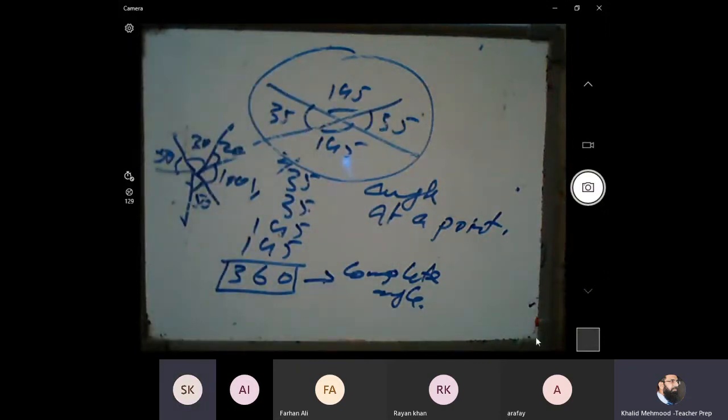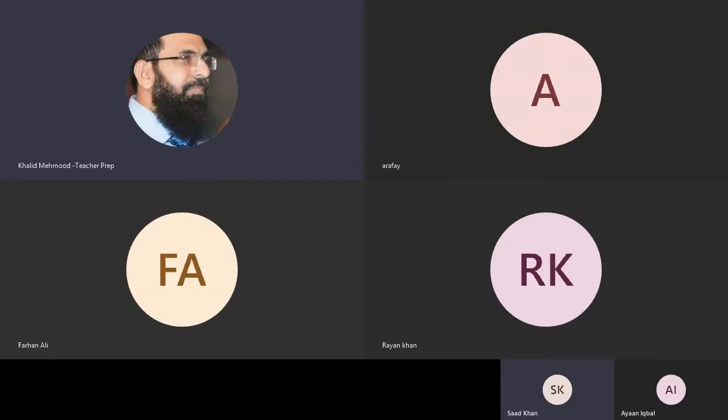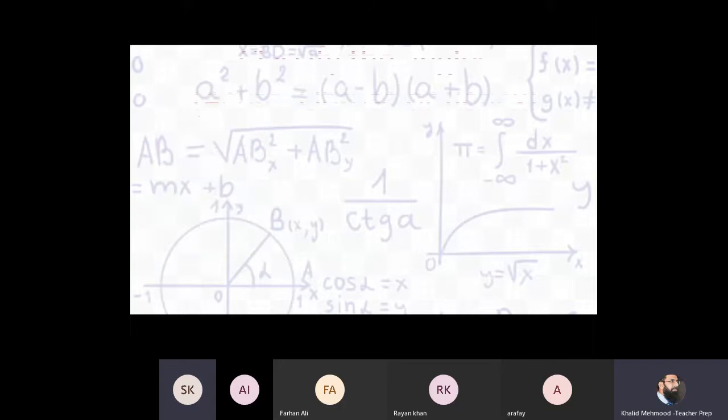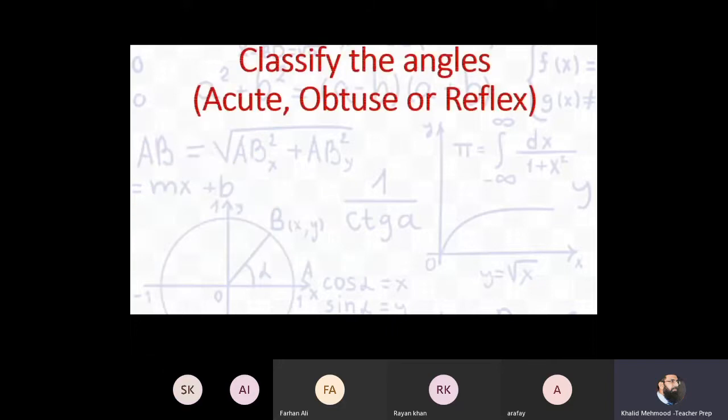Okay. Now come to the point again. Slide is there. So we have seen this. Now come to the classification. Now we need to classify. You will be telling me whether these angles are acute, obtuse, or reflex.